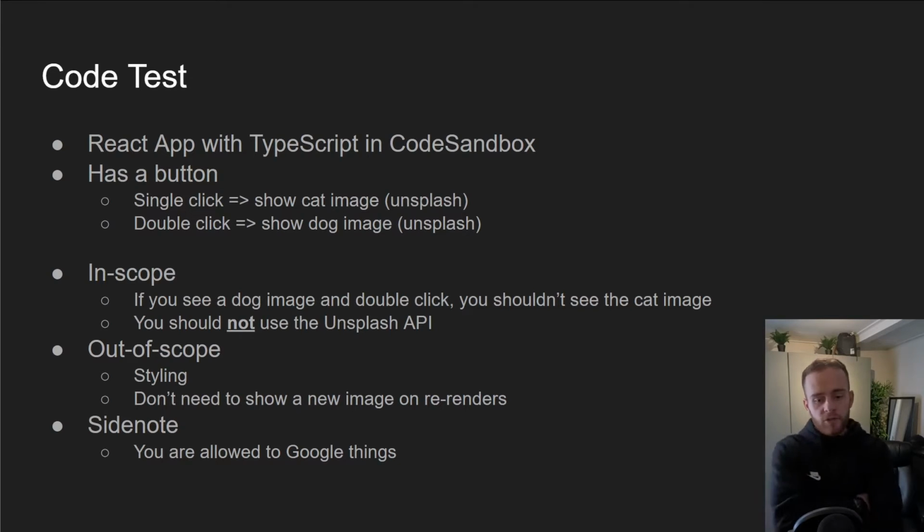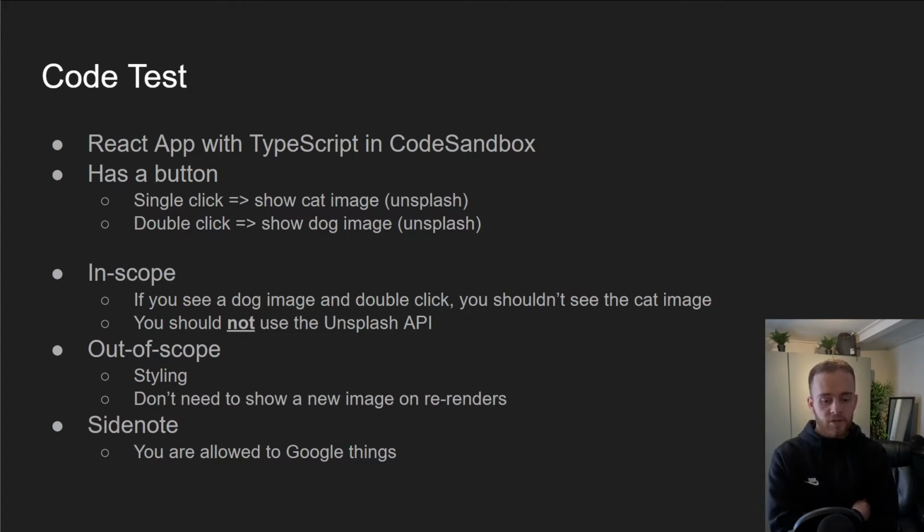So we are going to build a React app with TypeScript in Code Sandbox. It should have a button, and when you click it on a single click, it should show an image of a cat from Unsplash. If you don't know Unsplash, it's a place where you can get stock images for free. And if you double click the button, it should show an image of a dog.